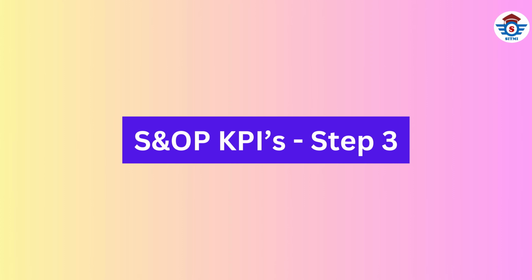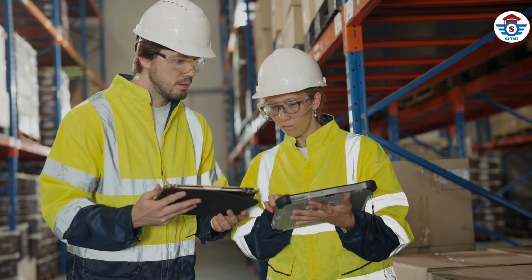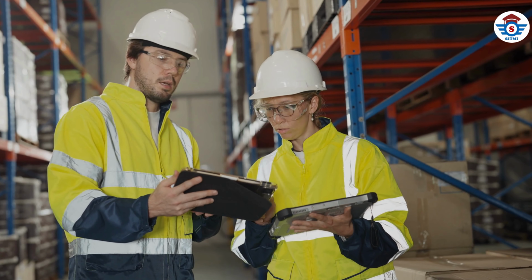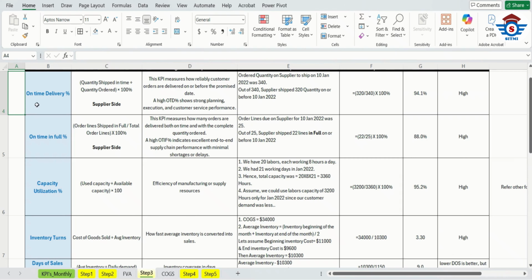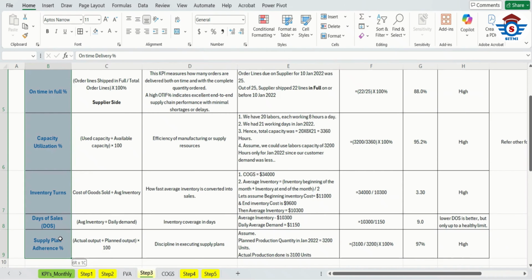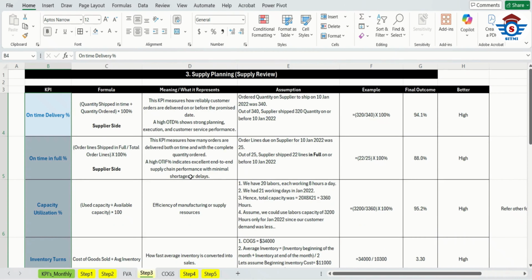Dear learners, now after we have seen the demand planning KPIs, let's move to the supply planning KPIs. In this particular session, we are recommending around 6 major KPIs that should be minimum tracked in the business. You may have more KPIs, that is always better based on your business nature, but what we feel at least these 6 KPIs should be in your tracking list.